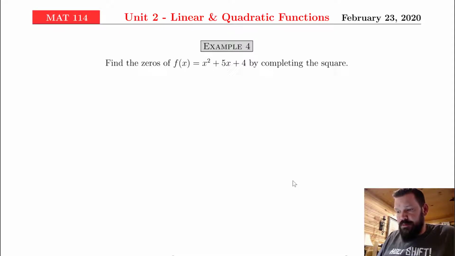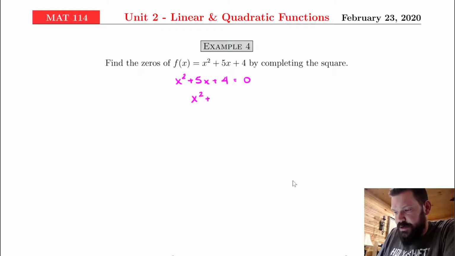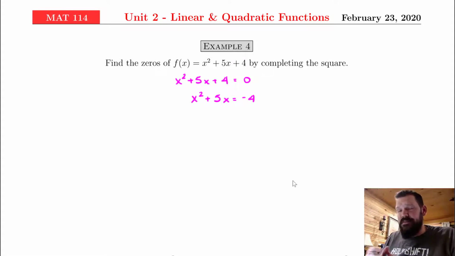Now the way we do completing the square, we take our given function, it's x squared plus 5x plus 4, and since we're finding the zeros, we set the function equal to 0. Now for completing the square, we're going to subtract the constant from both sides, and so now we have x squared plus 5x equals negative 4. And this is a very simple one to factor without doing the completing the square, but it's useful to see how to use completing the square to get the correct solution.